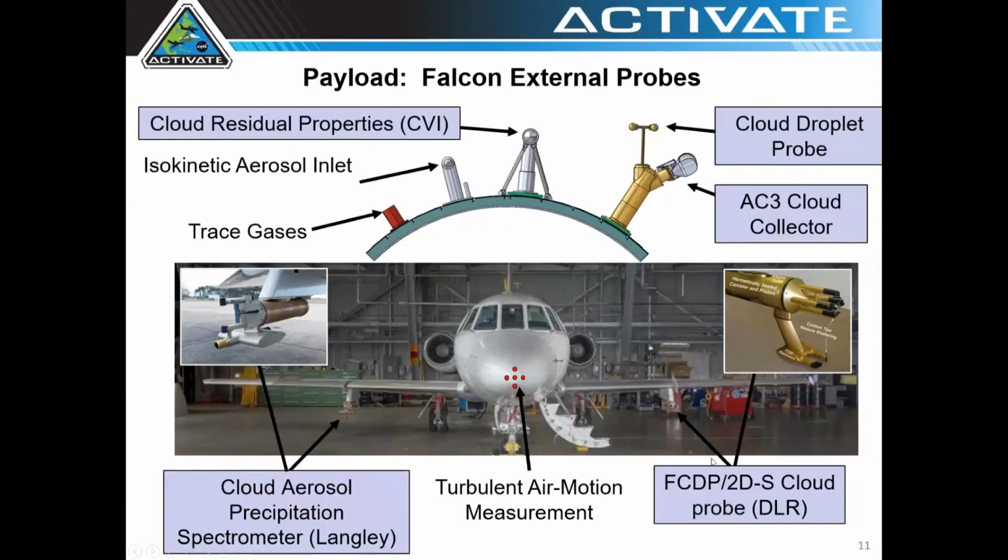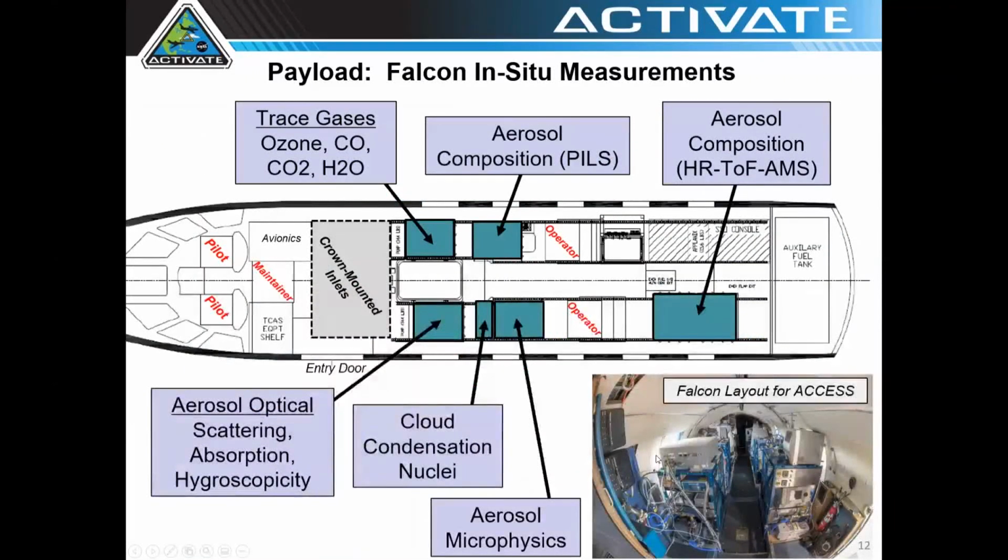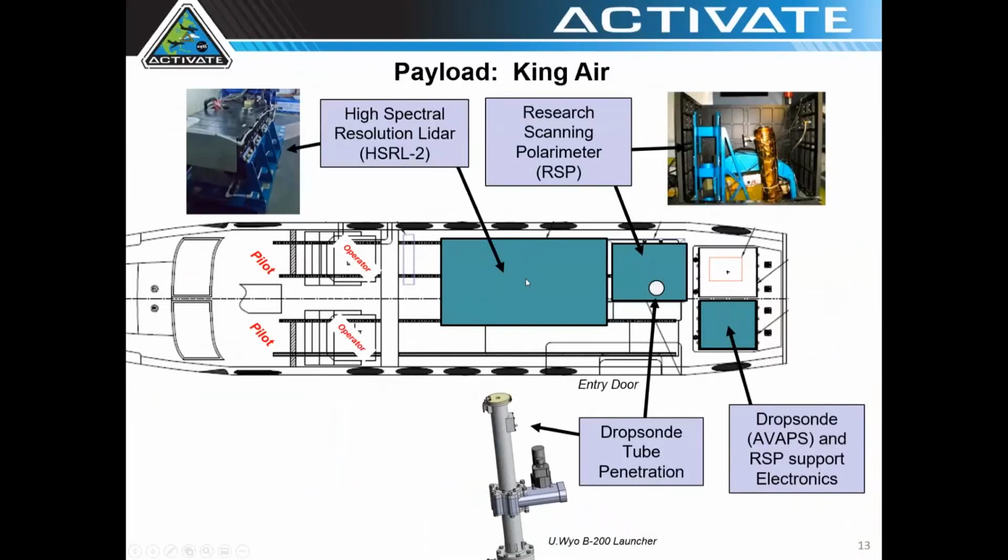This is the interior of the Falcon, lots of instruments getting the in situ data for aerosol composition, optical properties, hygroscopic properties, gases, CCN, and so forth. This is the King Air, fewer instruments, but larger and more heavy instruments. So we've got the HSRL2 LiDAR and the research scanning polarimeter.